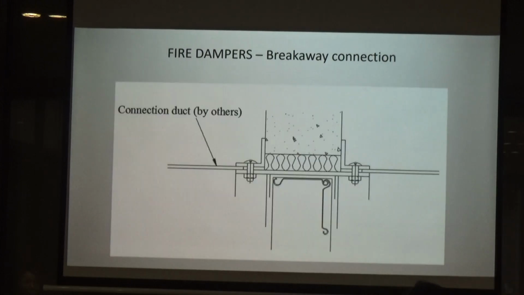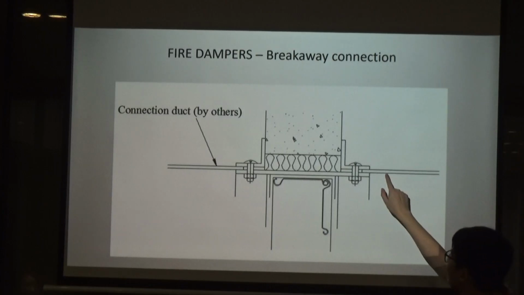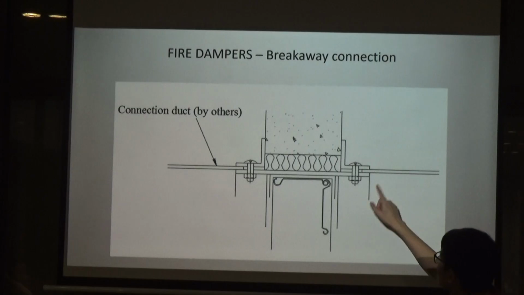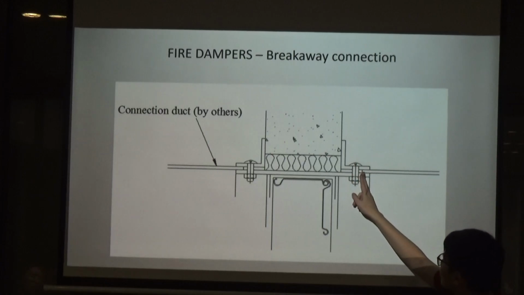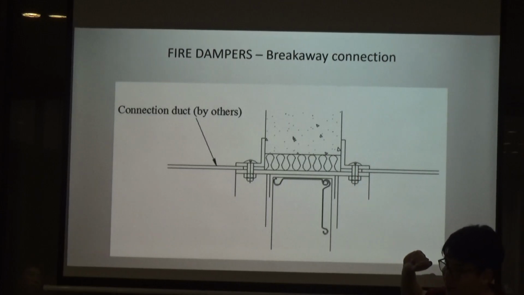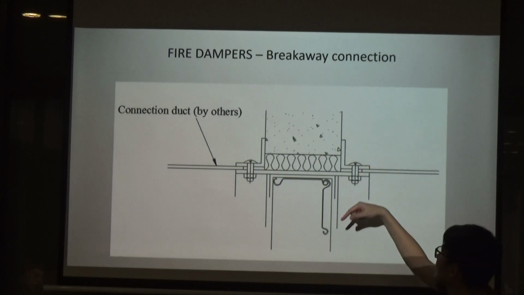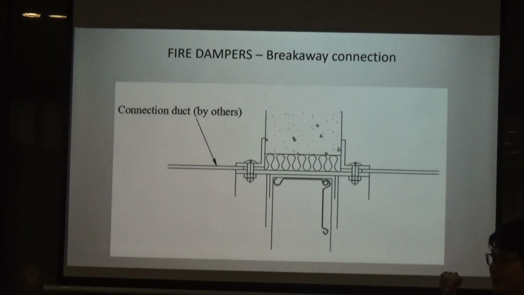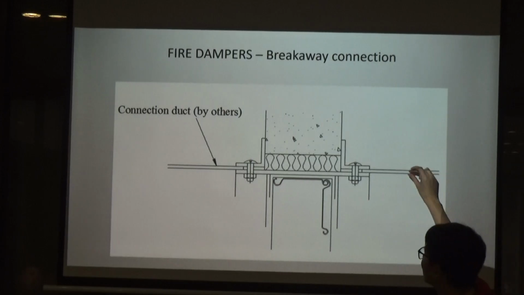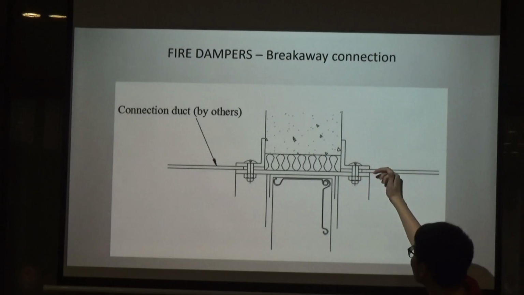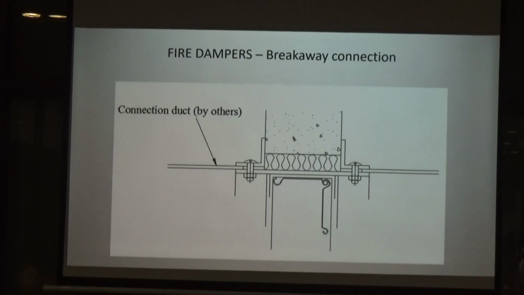So the actual correct one, if we zoom in, this is the short duct. They just need to loosen up the retaining angle, then move the short duct in just before the bolt, and then fasten it together. They have no need to put the whole duct in and bolt together. That is the breakaway connection.